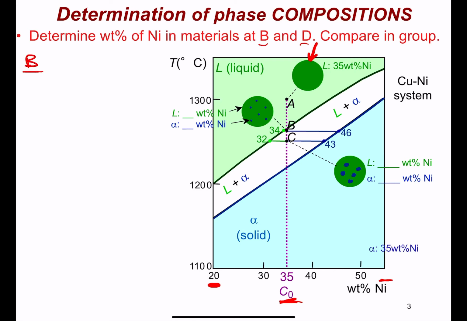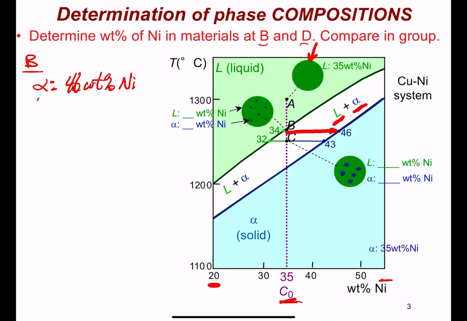So looking at point B, it looks like we are in the two-phase phase field that contains both liquid and alpha. And so we can use the tie line to help determine this. So let's start with the alpha phase. We'll use point B, and then we'll walk over to the boundary, the solidus, and where our tie line intersects that in our isothermal tie line, we know the composition of the alpha phase. So the alpha phase here is 46 weight% nickel.